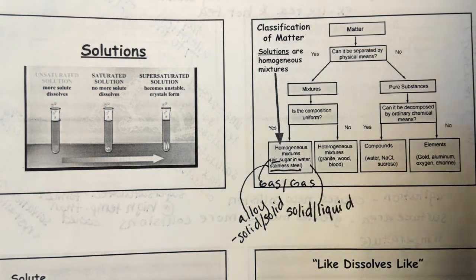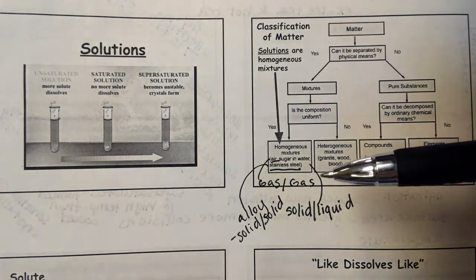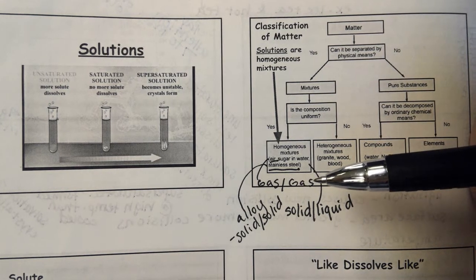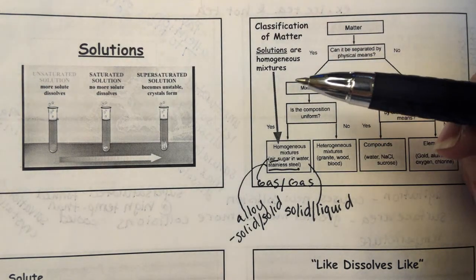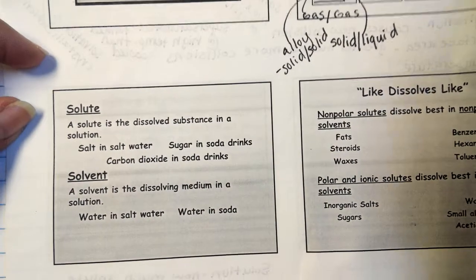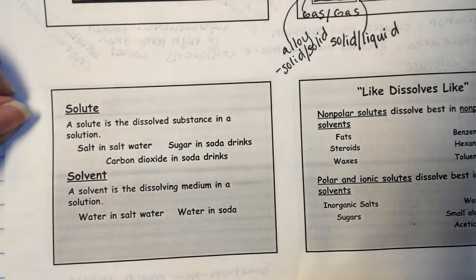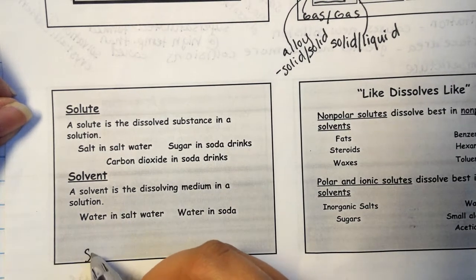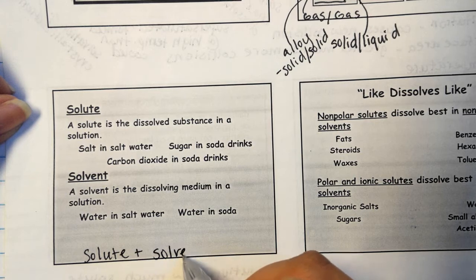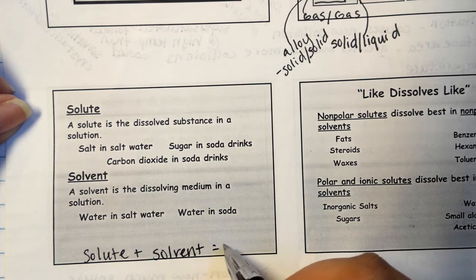Okay, and so what we're going to do in this unit is we're going to look at homogeneous mixtures. Another word for homogeneous mixture is solutions. Okay, so with solutions, there are two parts. There is a solute and a solvent. So technically, we could write an equation: solute plus solvent equals a solution.